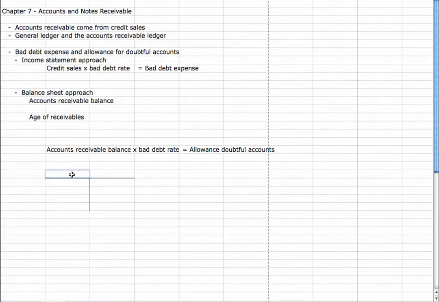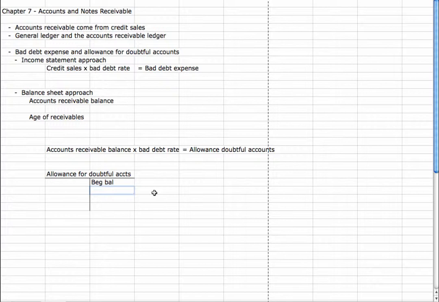Okay, so I have a T account here called the allowance for doubtful accounts. The allowance for doubtful accounts is a contra asset account, and being a contra asset account, it means that its normal balance will be on the credit side of this T account. So our beginning balance will normally be on the credit side.